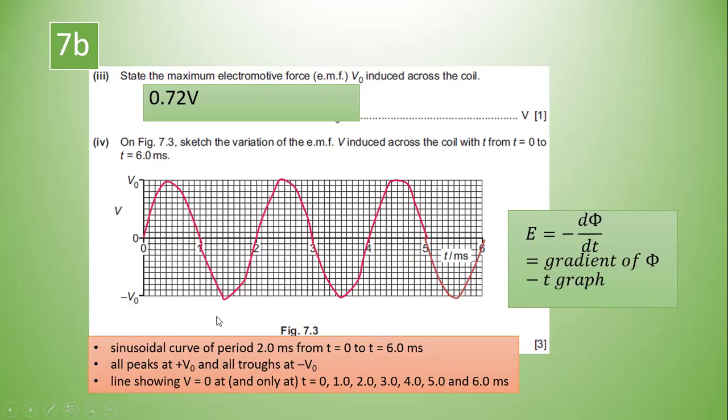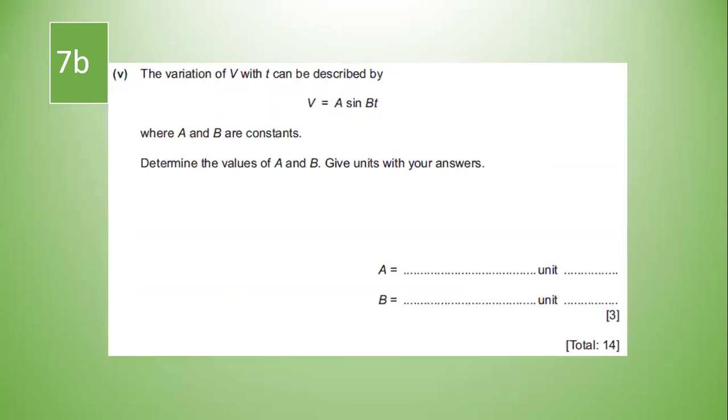Peak at V0 and minus V0. Line showing V equals 0 at 0, 2, 4, 6. Any comment? No. This is quite common.